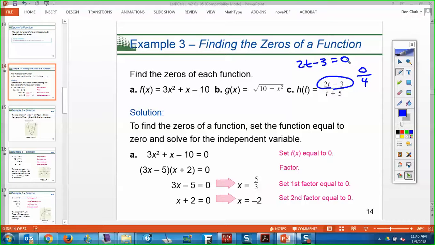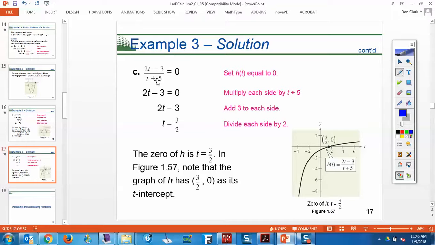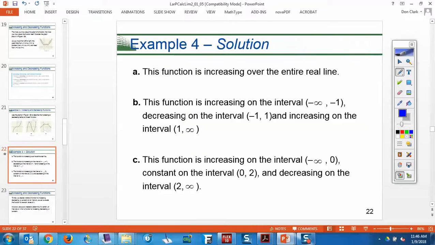Now, we don't want it to be 0 over 0. We don't want the top and bottom both to be 0. But if that happened, we could have canceled something. So how do we set that one equal to 0? Let's just look at their slide. So 2t minus 3 over t plus 5 equals 0. All we do is take the top, 2t minus 3 equals 0. Now, they said multiply each side by t plus 5. I suppose you could think about that, but why bother? Because then you risk multiplying by 0. Just say, hey, when this is 0 is when the top is 0. And so we get 3 halves. Okay, and here's what the graph of that one would look like right here. And it crosses there.